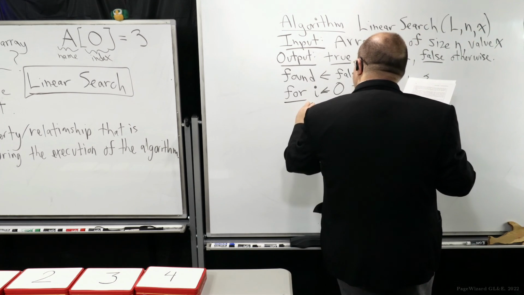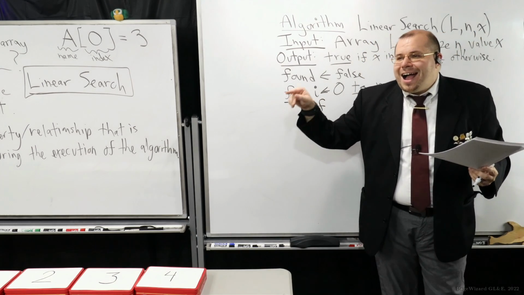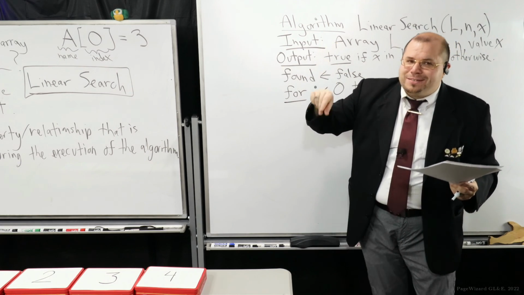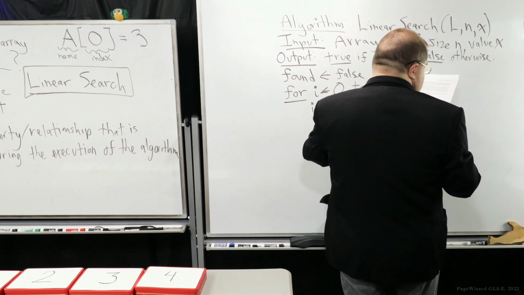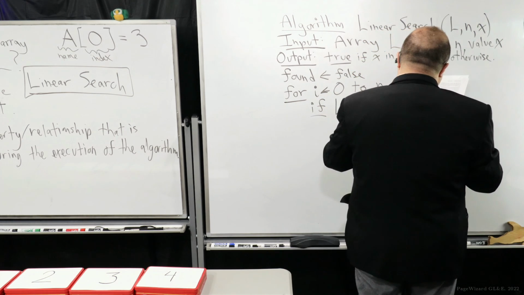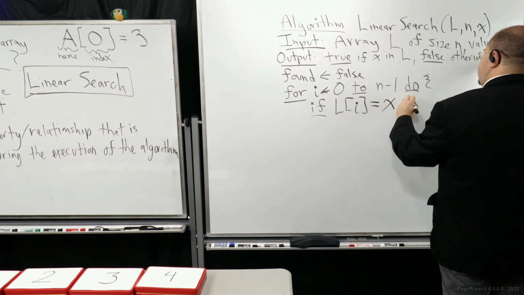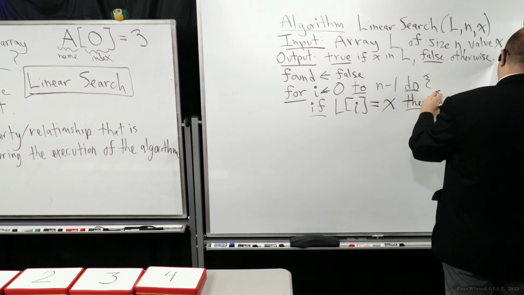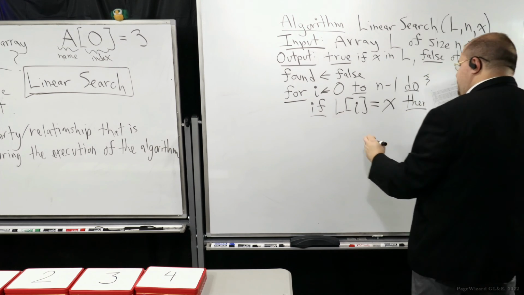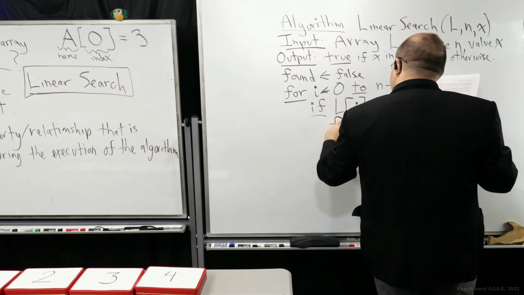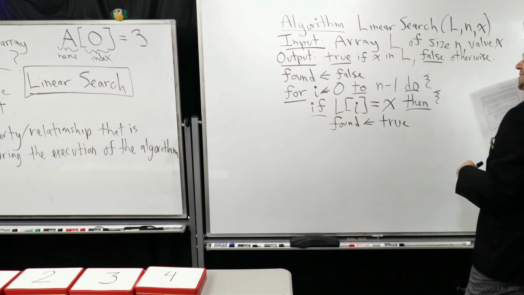So now for each one of these, what did I do over there? I checked if in the box there was x, right? So that's what I'm going to do, just like we just described. So is L sub I equal to x? I check if that is the case. If this is true, then I want to flip my found variable so that instead of being false, it's going to be true. So if I find it, then I'm going to update found to be true. So it's not false anymore.